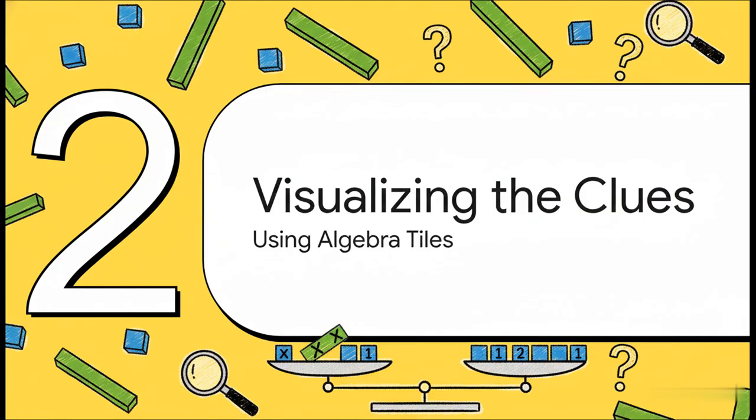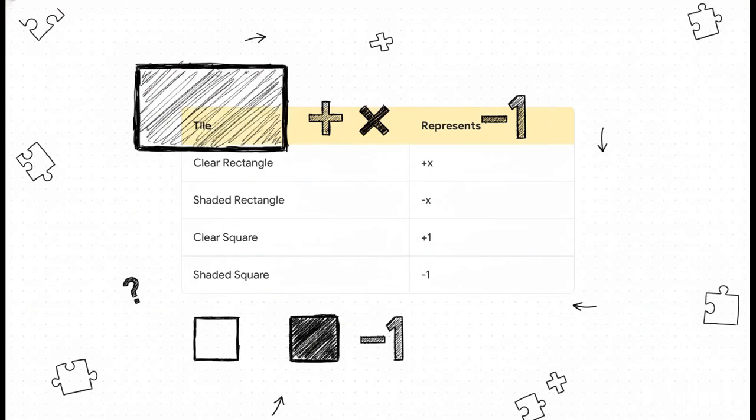Okay, so to really get a handle on this whole balance thing, we need to visualize the evidence. So we're going to use this cool tool called algebra tiles. They let us turn an abstract equation into something physical, something we can actually touch and move around. It makes the idea of balance perfectly clear. So here's our visual language, our key to the code.